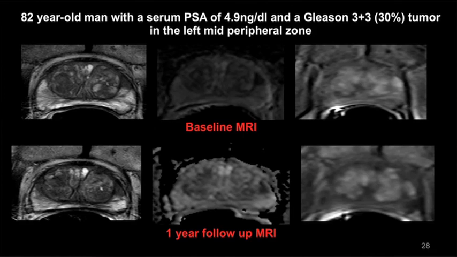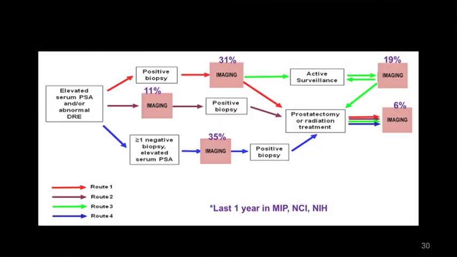Active surveillance with MRI is quite common at NCI. This is the flow chart which summarizes the usage of MRI in our clinic. We have mainly 4 applications. The patient comes with a positive biopsy, we do imaging, and the patient chooses a treatment.